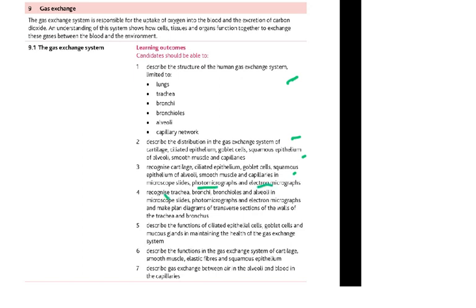Then again recognize trachea, bronchioles, alveoli in photomicrographs and electron micrographs. Make plan drawings of transverse sections. Describe the functions of the ciliated epithelial and goblet cells and mucous glands. Describe the function in the gas exchange system of cartilage, smooth muscle, elastic fiber and squamous epithelium. Describe gas exchange between air in the alveoli and blood in the capillary. So if you know the syllabus, you know what sort of MCQs are going to come on it.